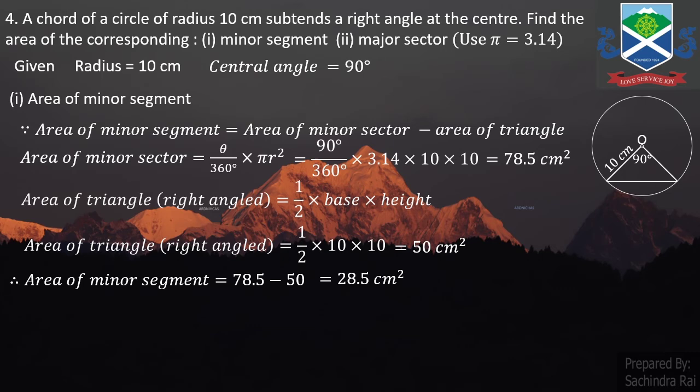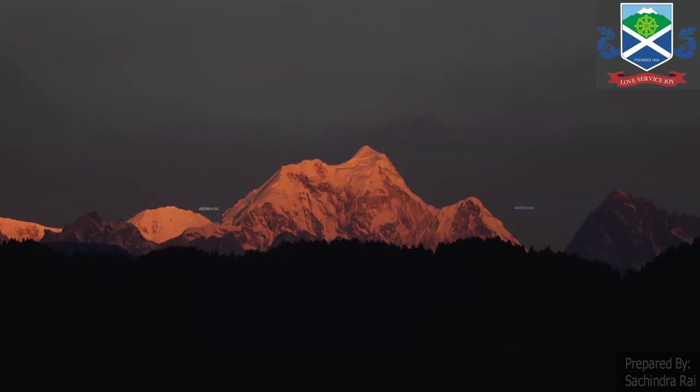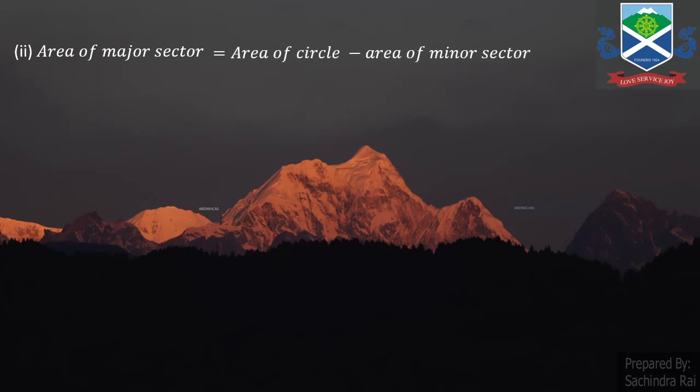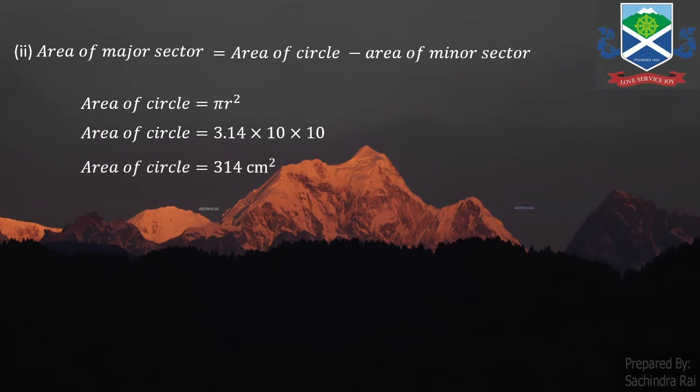Now the second portion of this question asks to find out area of major sector, which is given by the formula area of circle minus area of minor sector. We have already found area of minor sector. So area of circle is given by the formula pi r squared, and when you put the values, we get 3.14 times 10 times 10, and when we multiply these numbers, we get 314 centimeters square as area of the circle.